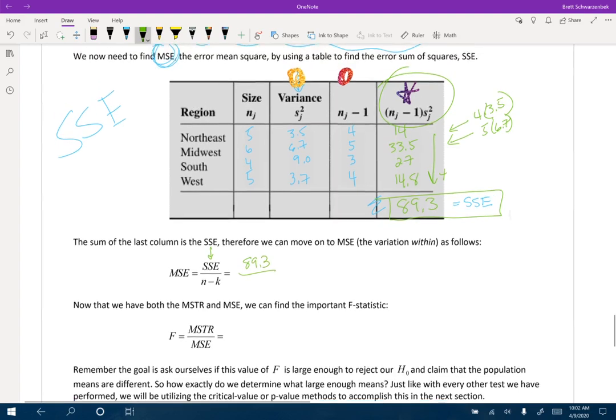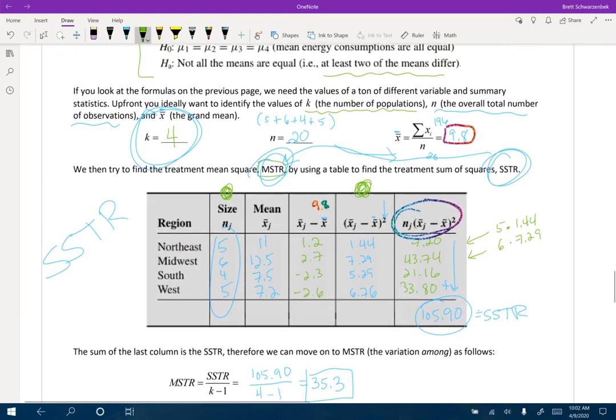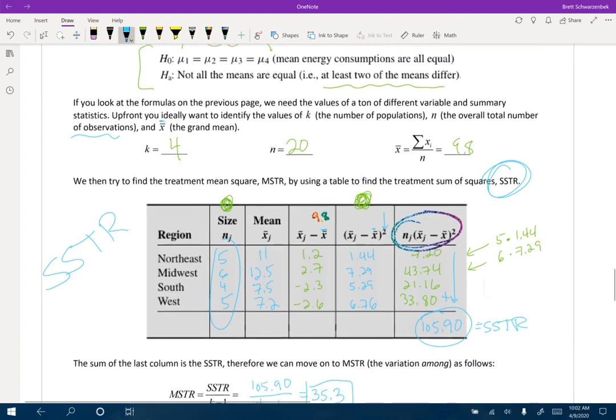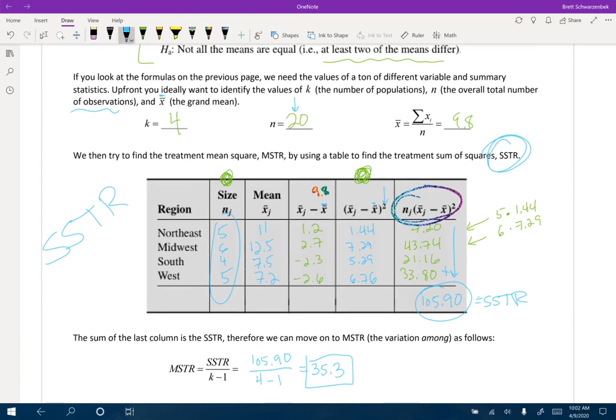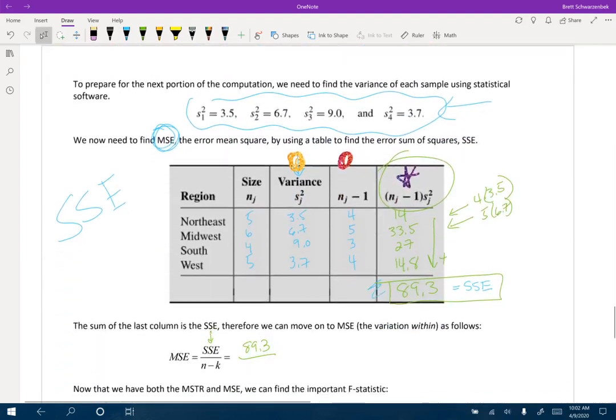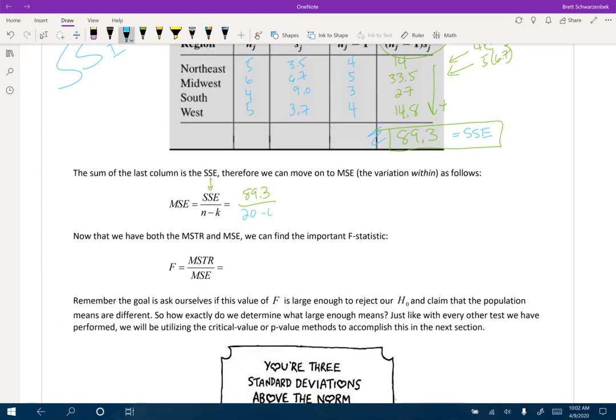Well, what is n in our problem? If we return to, let's get rid of the noise here so you can remember, we had 4, 20, and 9.8. If you look at the values we're looking at here, we have n, which is the sum of all the samples in the entire chart, and k, which is 4, the number of populations. So we're going to do 20 minus 4, which is going to give us 5.581. So 5.581 is officially the denominator of our test statistic.